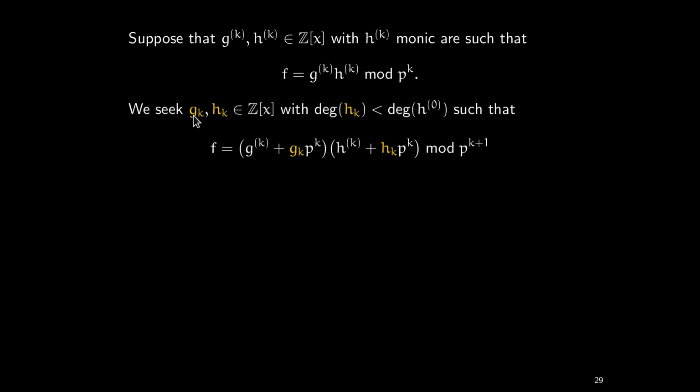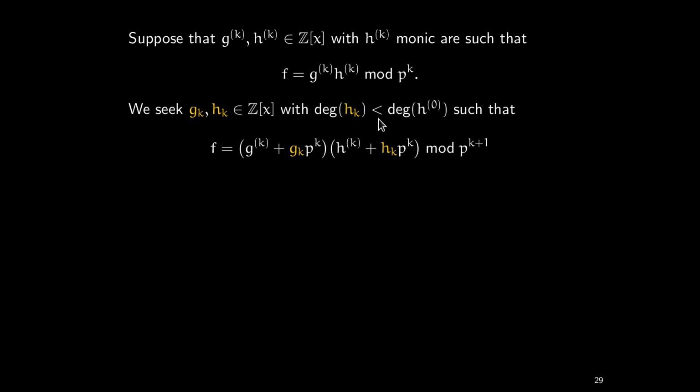So what we want is two polynomials which have integer coefficients and where the degree of hk is less than the degree of h0, so that when I extend each of these two given polynomials by these additional terms with the corresponding power of p, then that will be a valid factorization of f mod the next power of p.